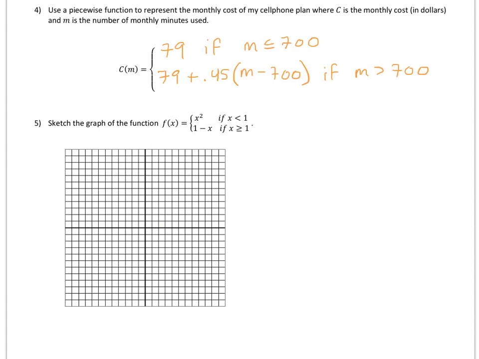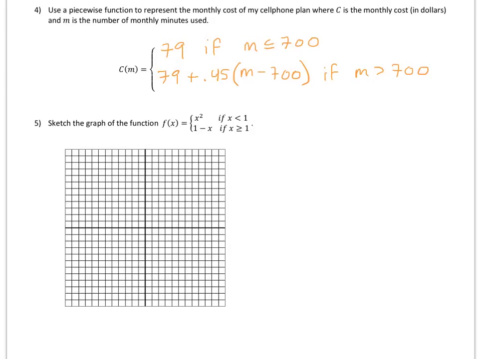Okay, in our last example, I'm going to give you a piecewise defined formula. I'm giving you the algebraic definition, with the standard notation. f of x equals, with a squiggly bracket, and then we've got two different formulas: x squared when x is less than 1, and 1 minus x when x is bigger than or equal to 1.